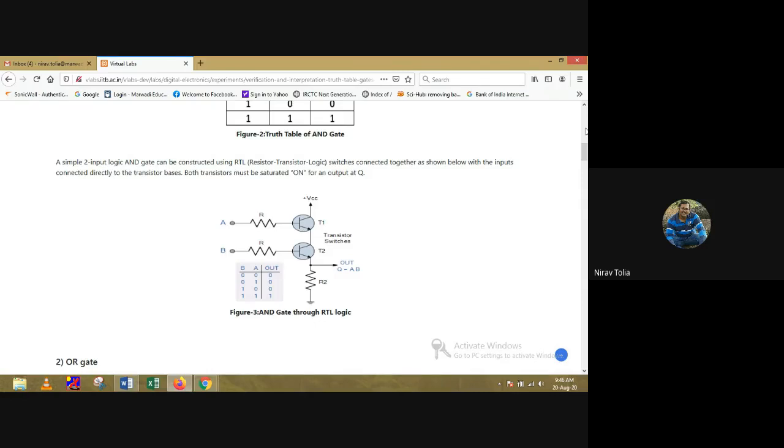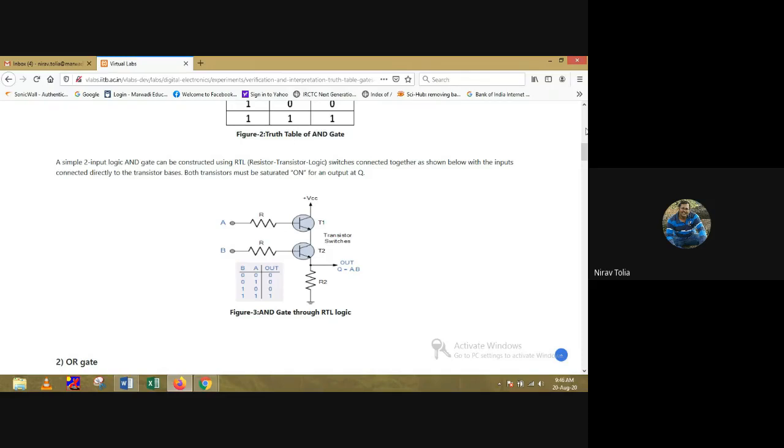Again, as a concept, we have two types of transistor: one is the NPN, another is the PNP. A transistor has three terminals known as the emitter, base, and collector, and a diode has two terminals named anode and cathode. So this is the circuit of RTL from which we can implement the AND gate.